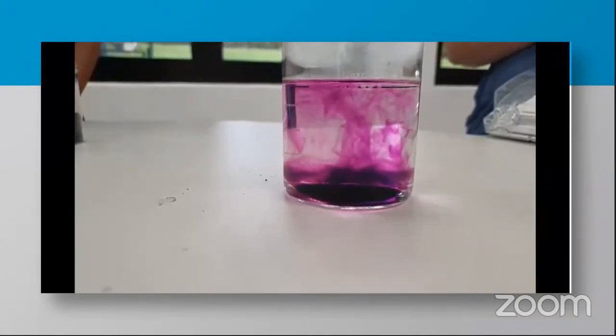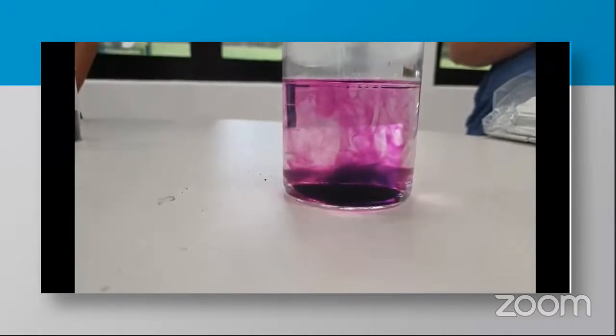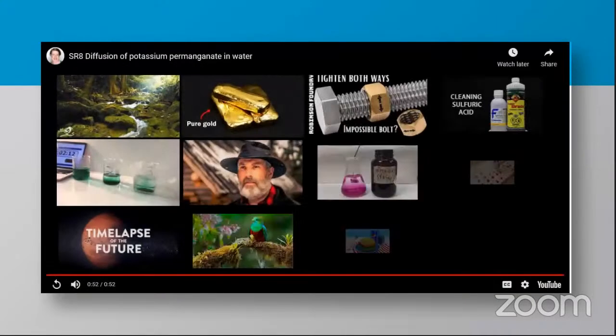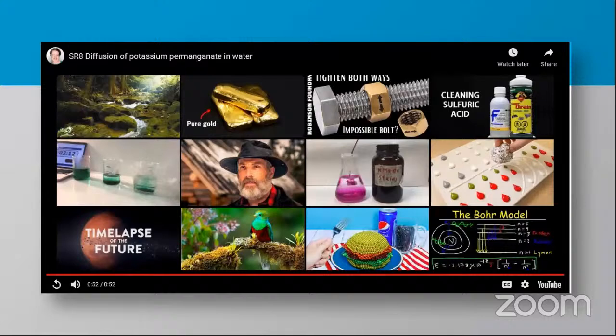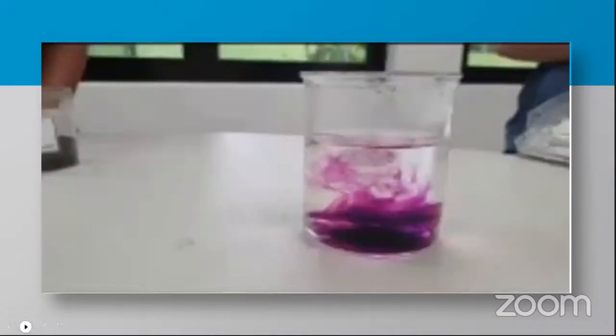They have reached every part of the liquid now. That's diffusion. Is that clear? Yes. Okay, good.